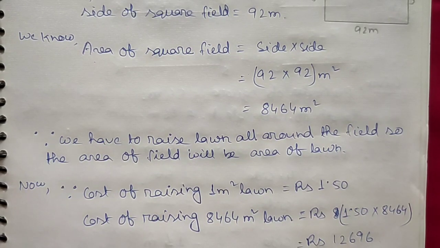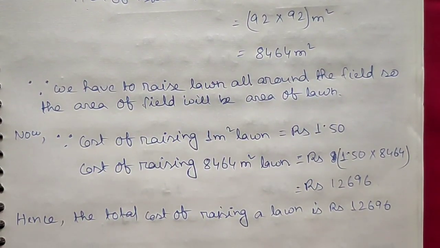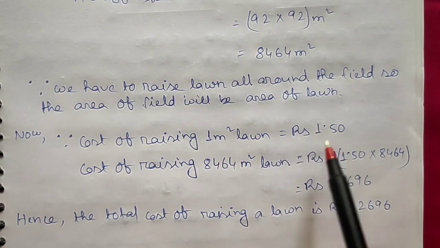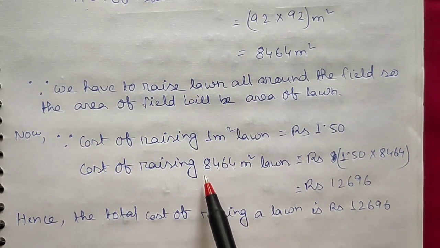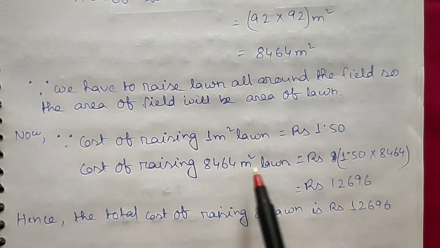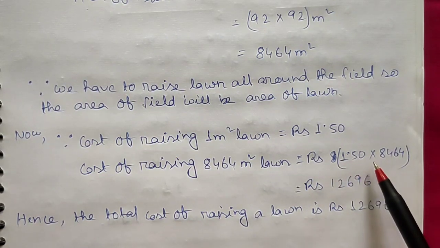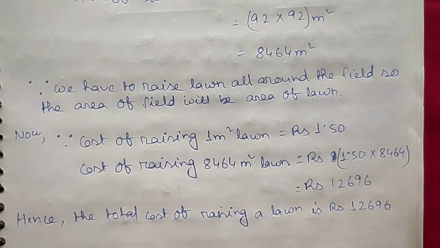Now again, since the cost of raising 1 meter square lawn equals rupees 1.50, therefore the cost of raising 8464 meter square lawn equals rupees 1.50 into 8464, which is 12,696. Hence the cost of raising the lawn is rupees 12,696.